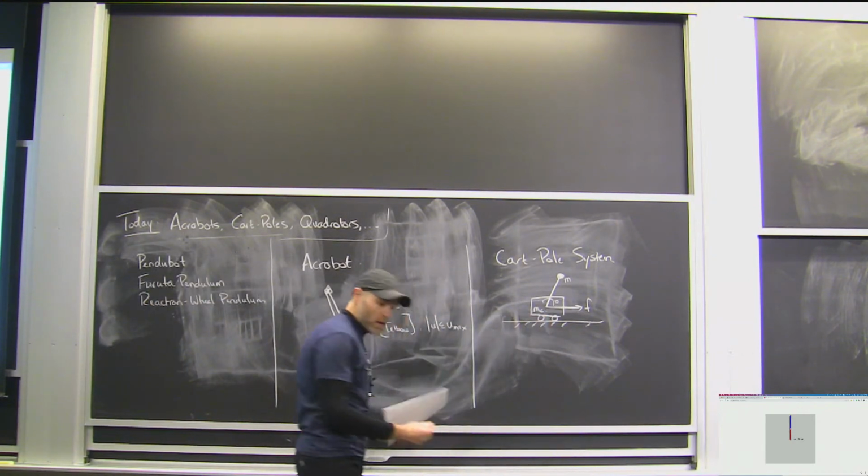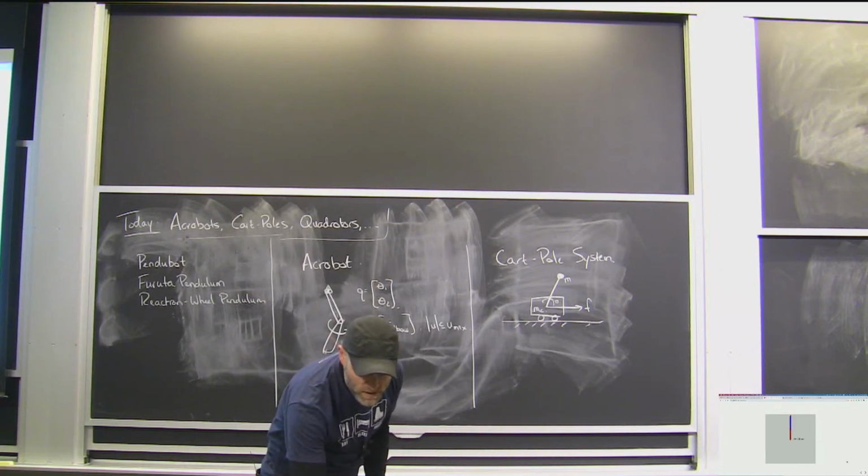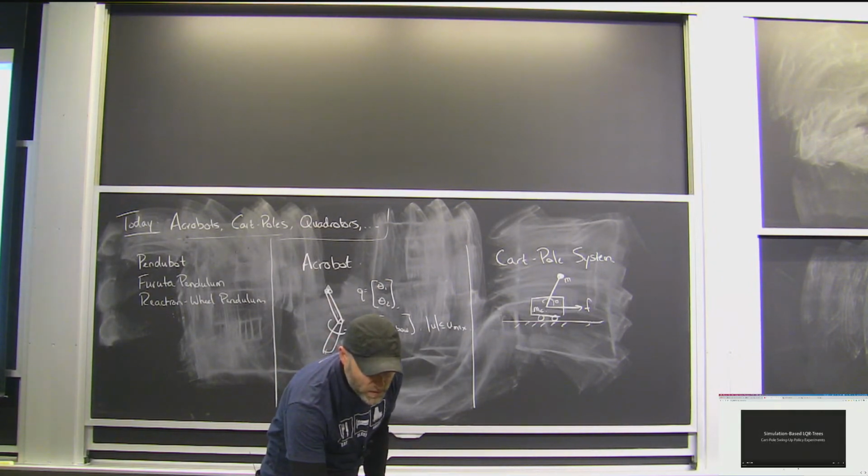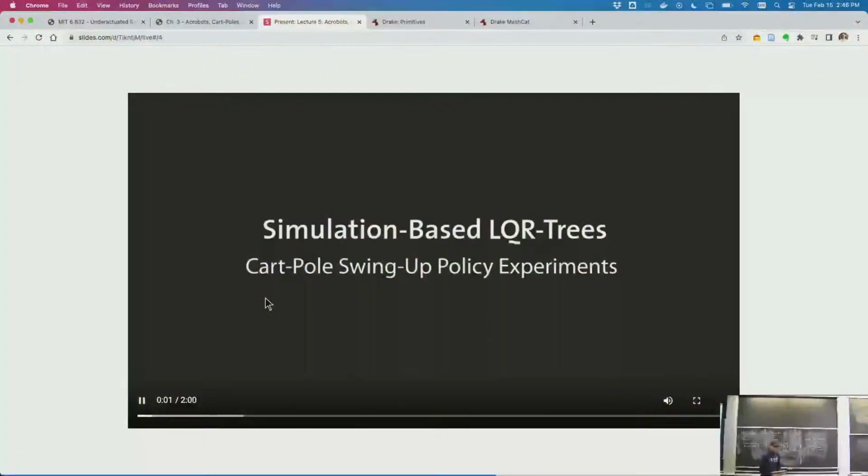Okay. And similarly, this one, even though it's missing an actuator, you can do awesome things, like swinging up and balancing this guy. Forget about the detail of this approach here, but just to see what the system is capable of.